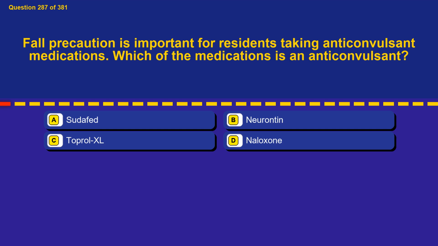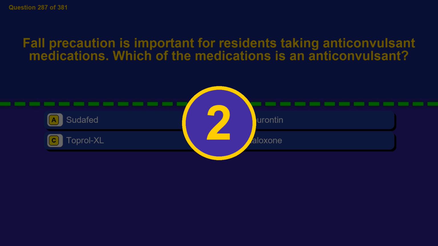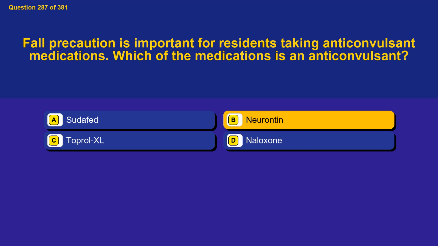Question 287. Fall precaution is important for residents taking anticonvulsant medications. Which of the medications is an anticonvulsant? Option A, Sudafed. Option B, Neurontin. Option C, Toprol-XL. Option D, naloxone. The correct answer is option B, Neurontin.